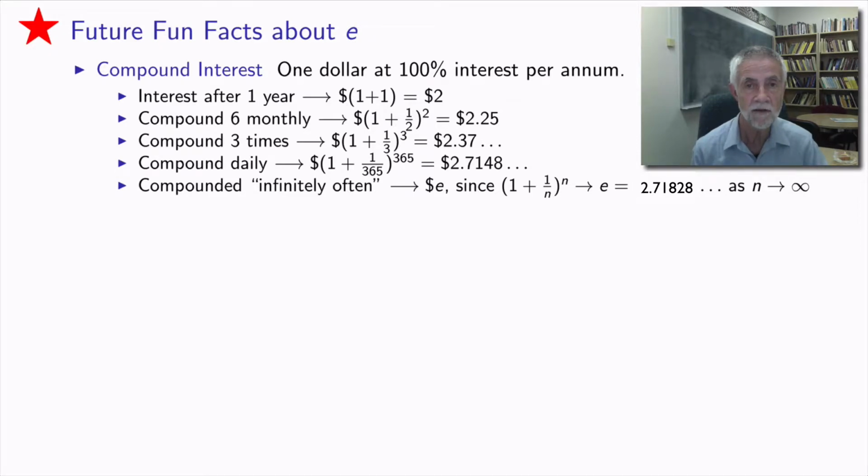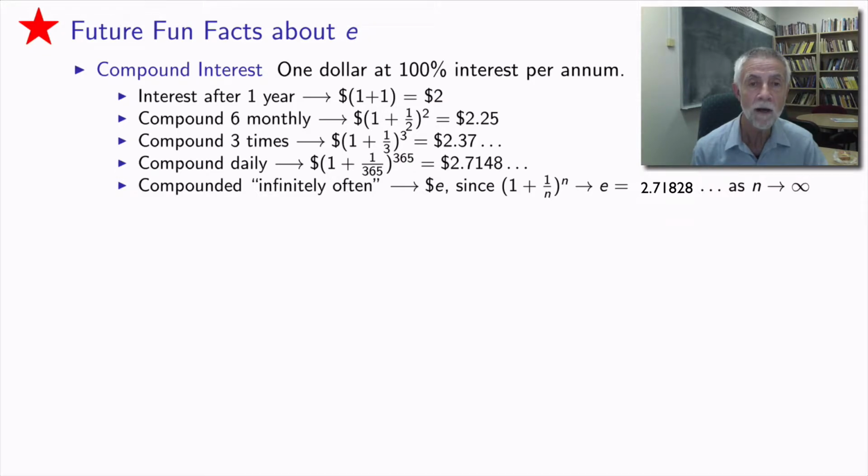which comes out to be $2.25. If the interest were compounded 3 times a year, that's every 4 months, then after 4 months you'd have $1.33, after 8 months you'd have $1.33 squared, and by the end of the year you'd have $1.33 cubed, which would be $2.37. And if we compounded daily, that means after 1 day you'd have 1 plus 1/365th of a dollar.